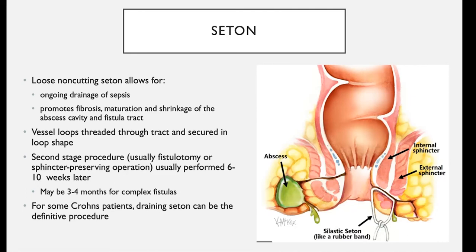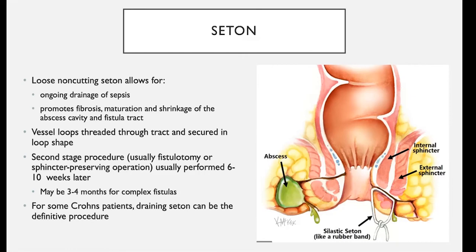Non-cutting setons, I really don't see that very often, so that's why I didn't go into that. A non-cutting seton is placing a vessel loop through the fistula tract, and then it's tied together on the outside to create a circle of material that goes through the fistula tract. It promotes ongoing drainage of sepsis and promotes fibrosis, maturation, and shrinkage of the abscess cavity over time.